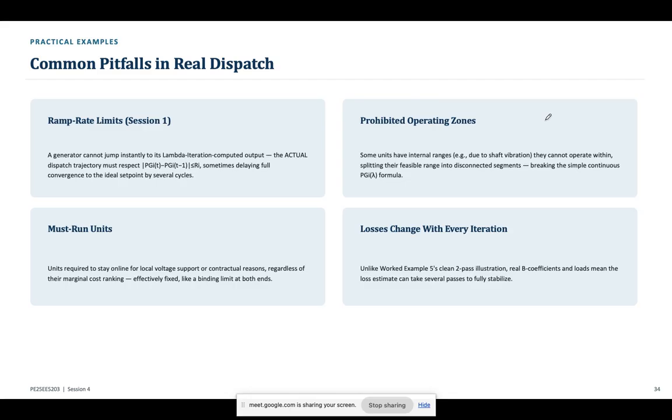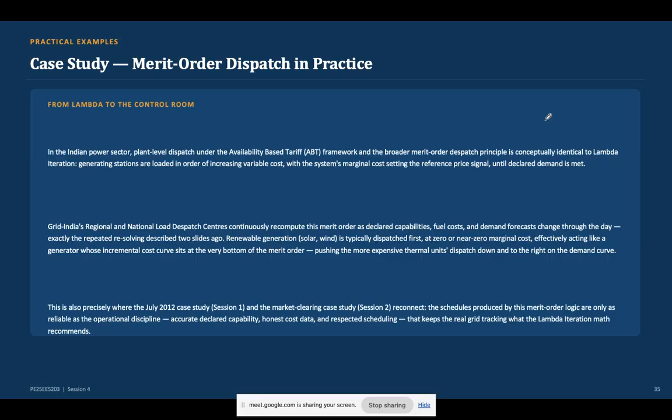Finally, we will talk of losses. See, losses are not calculated once and forgotten, because losses depend on the dispatch. Changing the dispatch changes the loss, which changes the required generation, which changes the dispatch again. This is why realistic loss-inclusive dispatch may require several outer iterations. The clean two-pass example is intended to teach the mechanism, not to claim that every real network converges with exactly two passes. Please do remember that.